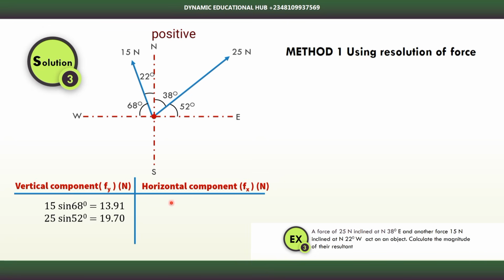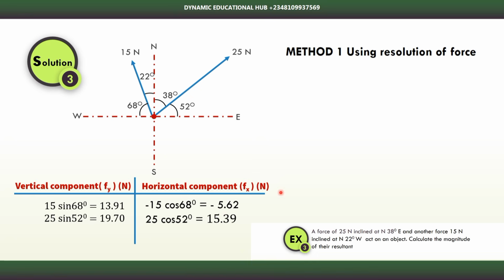Now let's pick the next one. Let's find the horizontal components of these forces. The first one is 15. For horizontal components, we need to observe the diagram and the direction. You see that when I do the vertical components, they are all positive. Why are they positive? They are all pointing upward. Now for the horizontal component, 15 is pointing towards the left hand side. That is why it's negative. So we have minus 15 cos 68 degree and we get this. Now 25 is pointing towards the right hand side. That is why it is positive. 25 cos 52 degree, which is 15.39.